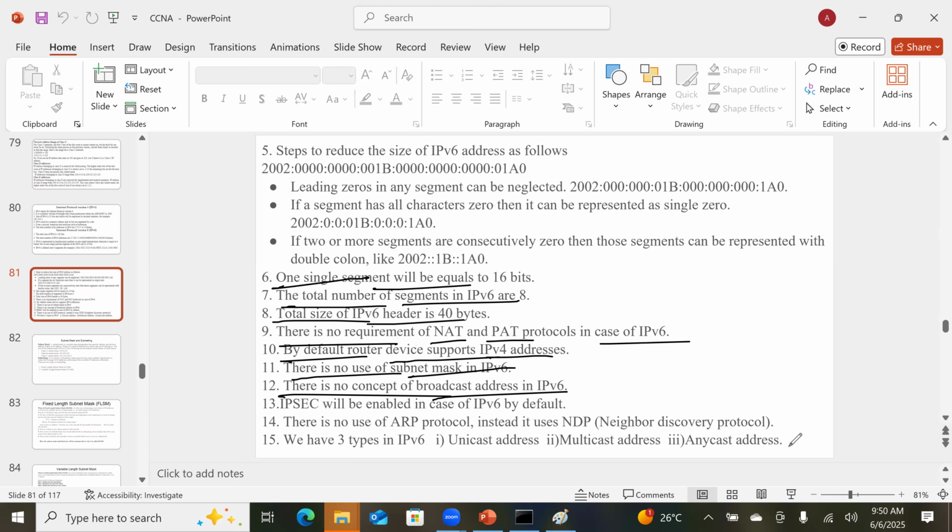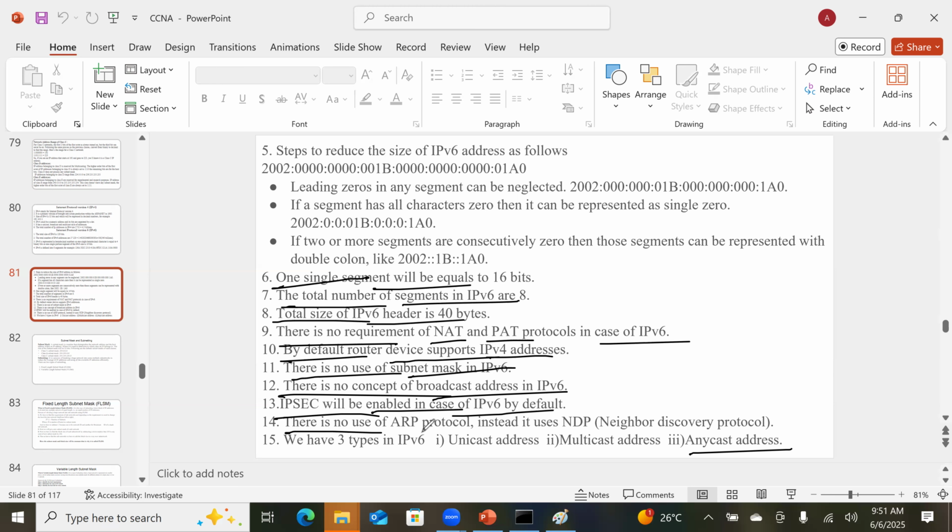Yes, we have one more type, the anycast address. We'll discuss it later, don't worry. And IPsec is enabled by default in the case of IP version 6. IPsec is nothing but a VPN protocol. So by default, it will be enabled on the router in the case of IP version 6.